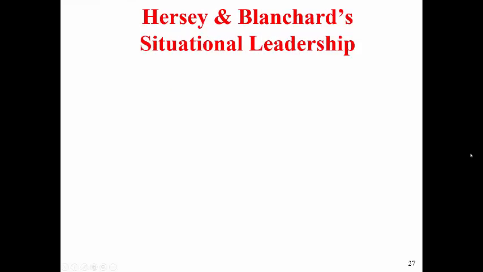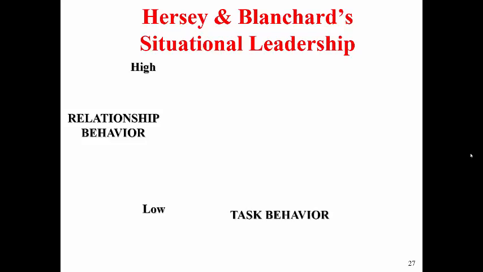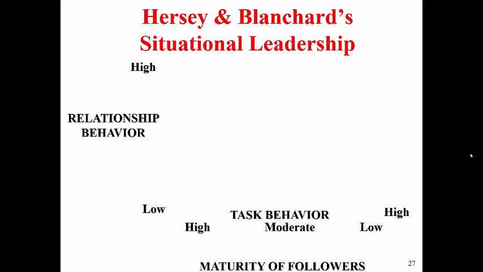There you go. That's the Fiedler contingency theory. Now, taking off on that, the next theory we're going to discuss is called the Hersey, not Hershey, Hersey and Blanchard situational leadership. So they looked again at the relationship behavior, or people-oriented, and said that can be high or low. And then they looked at the task behavior, which they said could be low or high. But they added one more variable, which is the maturity level of the followers. So the maturity level can be high, or it could be moderate, or it could be low.